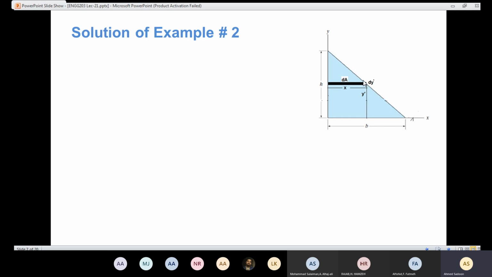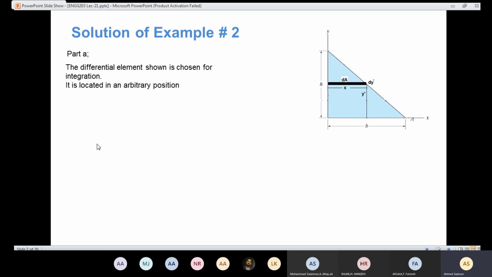So the width here is going to be, or the height here is going to be dy hat, and the distance here is x. X is going to change a lot. So x is variable. It's not constant here. So I need to express the value of x in terms of dy.